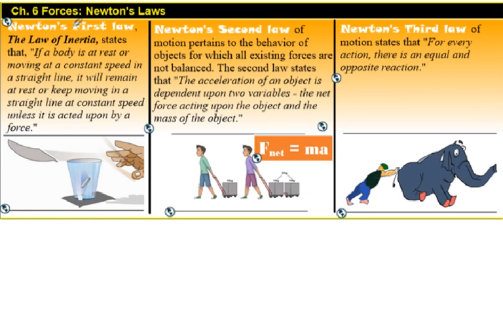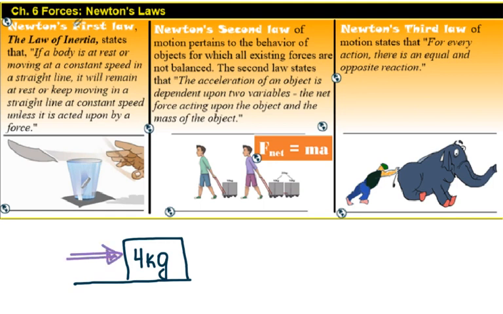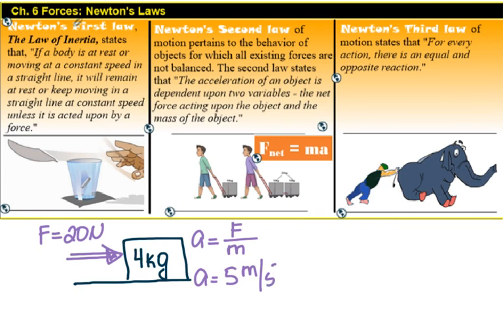So here is a very simple example for you to look at. Let's say I have a box, and the box has a mass of, let's say, 4 kilograms. And I'm going to apply a force on it. And I'm going to call this net force. Let's say there's no friction. So your net force is equal to 20 newtons. The question is, what is the acceleration? So acceleration in this case is equal to the net force divided by the mass. So acceleration is equal to 20 divided by 4, which gives me 5 meters per second squared.